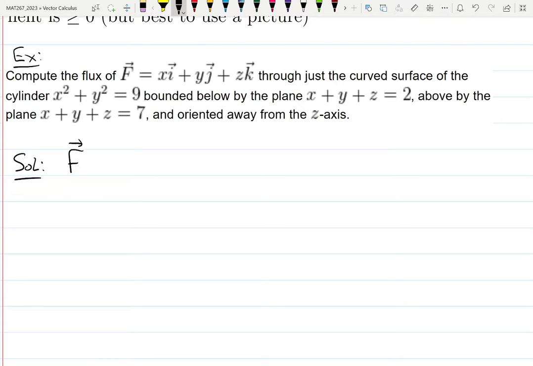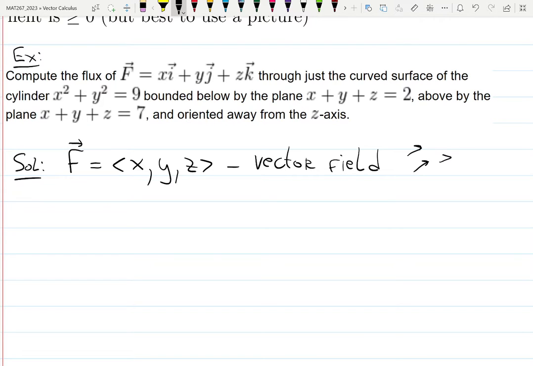So that is a vector field, right? It's x comma y comma z. You can keep it with i, j, and k, but I like it this way. Through just the curved surface of this cylinder. So this is a vector field, say an electromagnetic field that is swirling and going with the direction described over here. X, y, and z are increasing together, decreasing together, and so on.